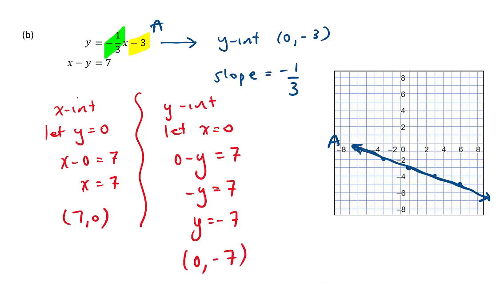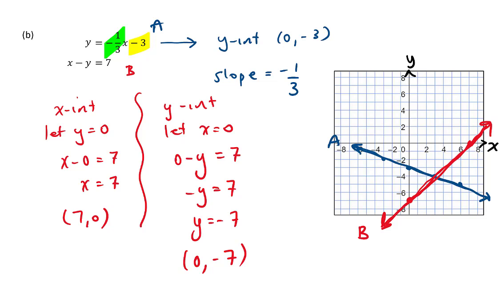So let's graph these two. So we have (7, 0) way over here, and (0, -7). And then if we draw a line through these 2 points, there is the point of intersection. We'll call this equation B. I already have my numbers on my axes, but don't forget to label your axes, x and y.